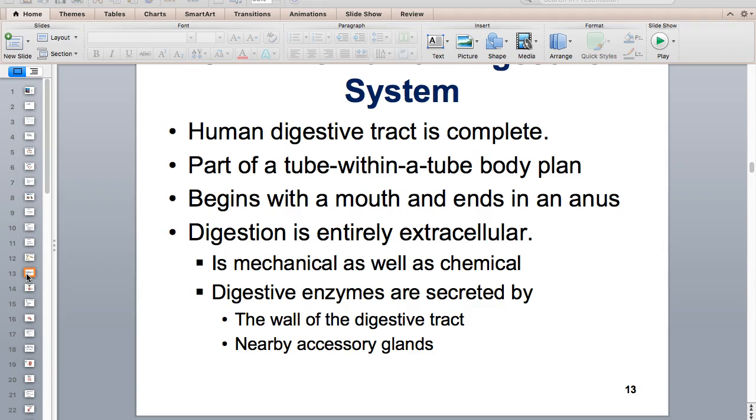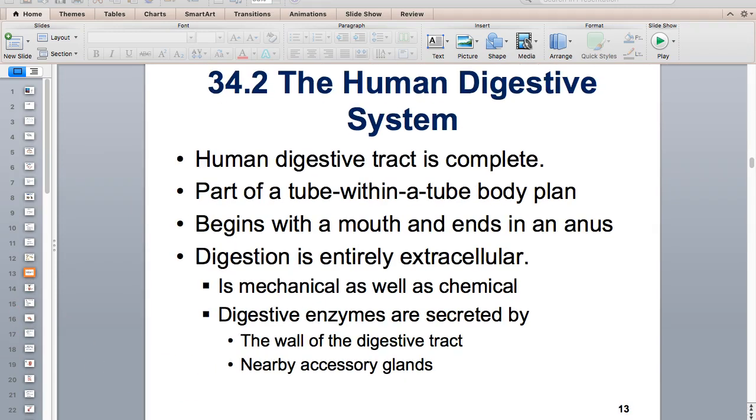So we obviously know that our digestive tract is complete, right? It is a part of a tube within a tube body plan, okay? So it begins with the mouth, ends with the anus, and digestion, it says, is entirely extracellular, meaning, right, all that food is in the GI tract. It's being digested there. Then once it's digested, it will then be absorbed into the cells. Okay, so this is all happening outside of the cell.